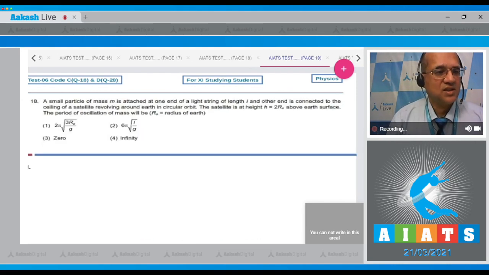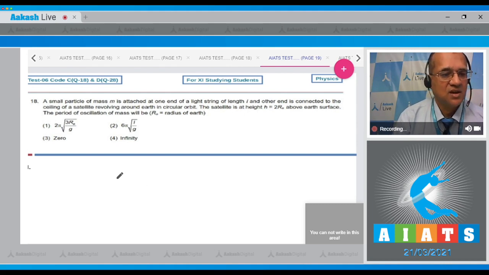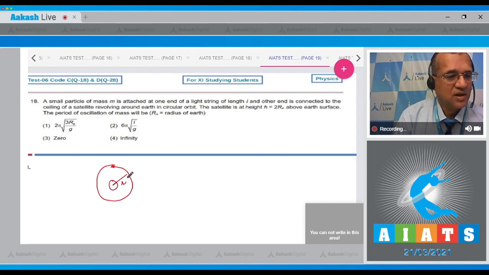Now question number 18: a small particle of mass m is attached to one end of a light string of length L, and the other end is connected to the ceiling of a satellite revolving around the earth in a circular orbit. The satellite is at a height h equal to 2r above the earth's surface. Find the time period of oscillation of this mass. But dear students, you know that this satellite is revolving around the earth in this orbit, and it is basically falling because it has acceleration toward the center, and every material in it is weightless.